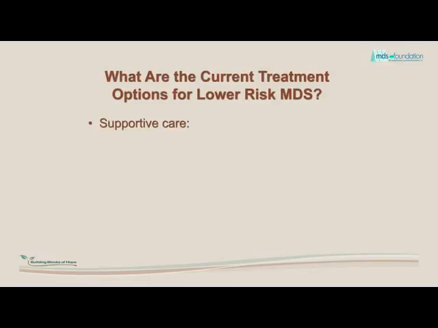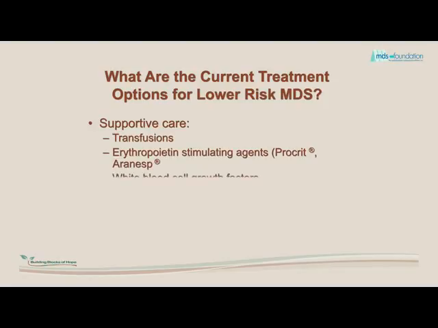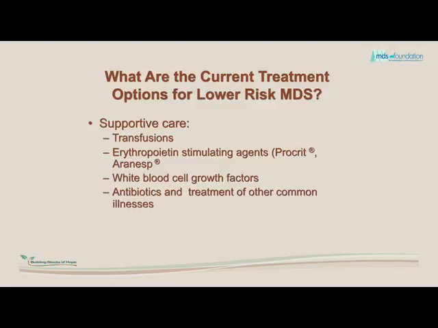The current treatment alternatives for patients with lower risk disease focus on supportive care or improving hematopoiesis. In supportive care, we consider red blood cell transfusions for symptomatic anemia, erythropoietin-stimulating agents, or what we call ESAs, that include agents such as Procrit and Aranesp, white blood cell growth factors that stimulate neutrophil production, antibiotics and treatment of other common illnesses, as well as iron chelation therapy.